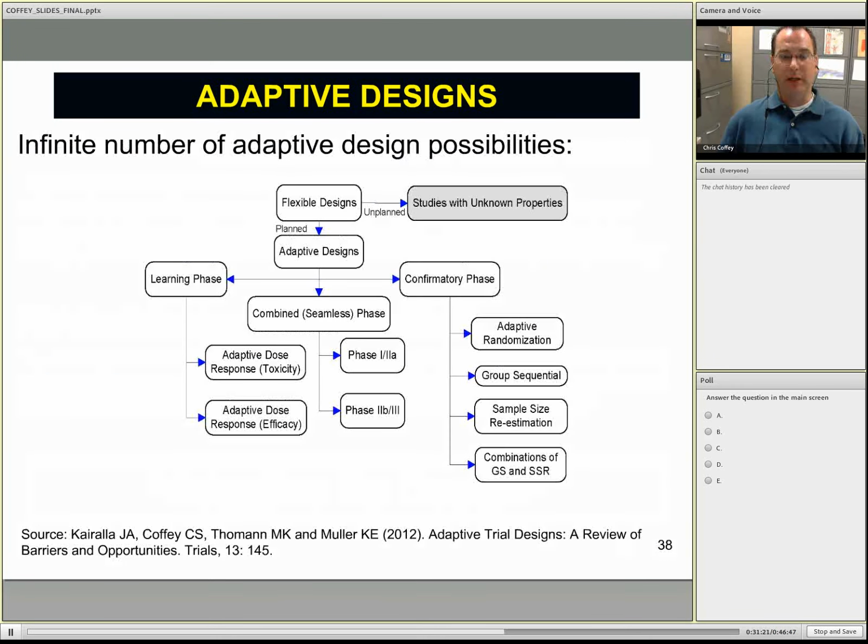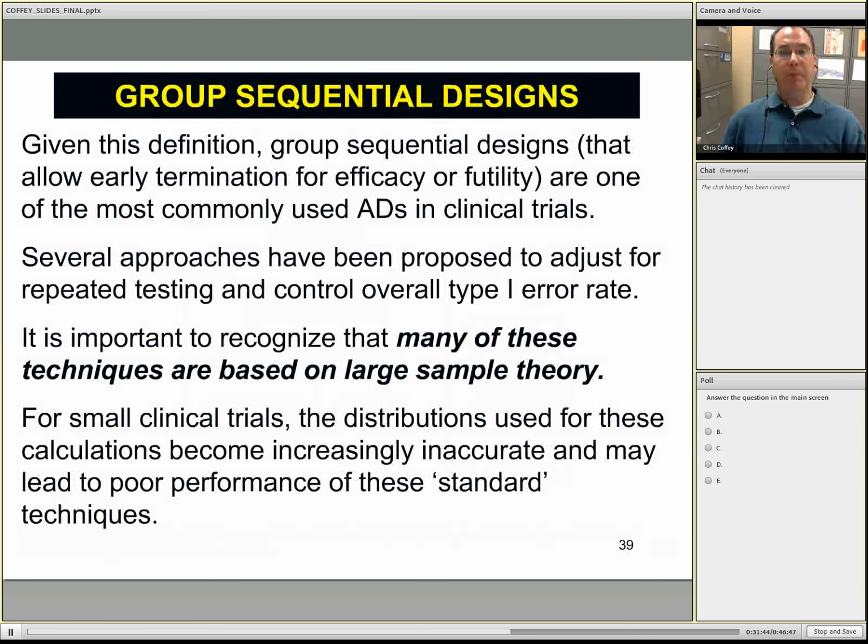This figure comes from a paper that was recently published and really serves no purpose other than to illustrate that there's an infinite number of adaptive design possibilities. It just shows some that have been proposed. There are many, many more than this that could be proposed. There's an infinite number of possible adaptations that could be considered and used in various studies, both early phase and late phase.